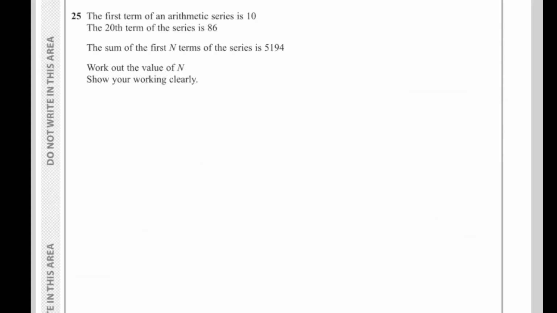25th question, sequences. The first term of an arithmetic series is 10. The 20th term of the series is 86. The sum of the first n terms of the series is 5194. Work out the value of n.